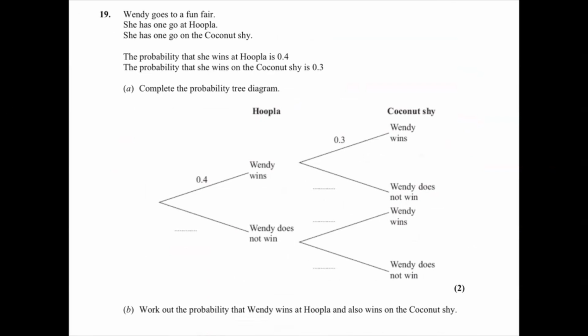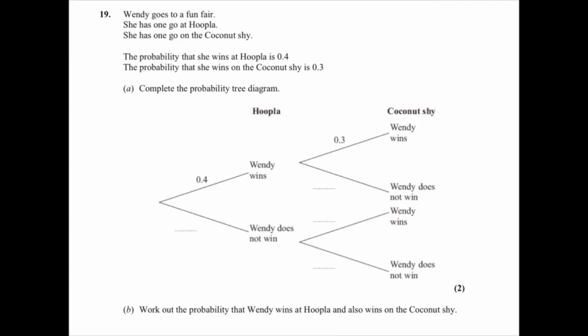Okay, we've got a probability question. These are super common in the exam, so a really good topic to target and get good at. So we have got our story. Remember, probability questions are usually quite wordy because they like to give us a story. So Wendy's at the fair. The probability that she wins at Hoopla is 0.4.